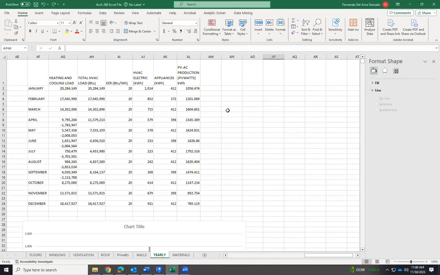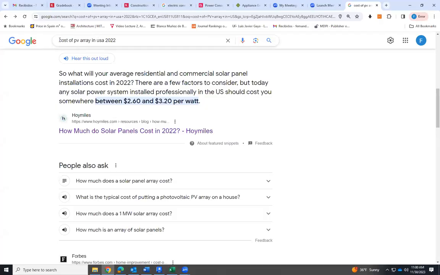Okay, so now we have to talk about money. We have talked about energy, and then we have to turn these kilowatt hours into money. So the first thing is the cost of PV array. How much does it cost? Okay, so I have Googled the cost of a PV array in USA 2022. There are different factors to consider for sure, but the average in the US is around $2.6 and $3.2 per watt.